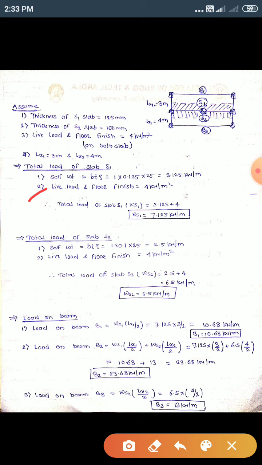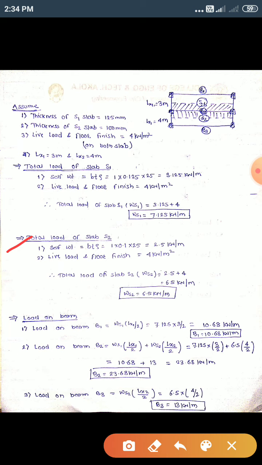Live load and floor finish is 4 kilonewton per meter square, and the total load on S1 slab is 3.125 plus floor finish with live load, which is 7.125 kilonewton per meter. So our WS1 is 7.125 kilonewton per meter. Now similarly calculate the total load of slab S2.